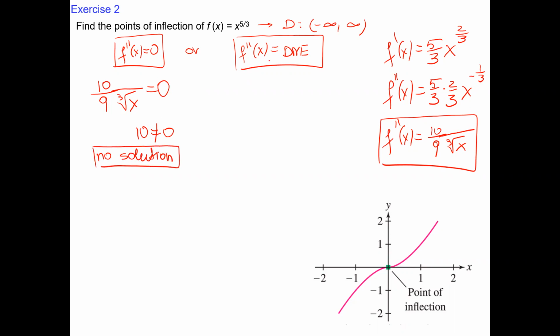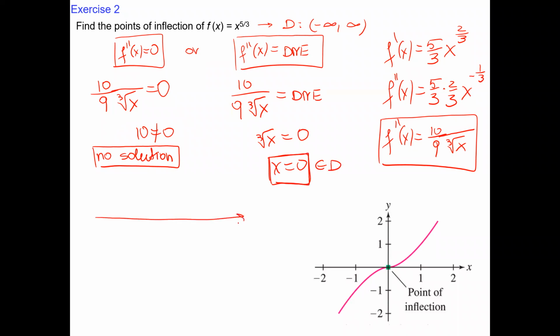Now, second derivative is undefined if this expression is undefined. Fraction is undefined if we try to divide by 0, if the denominator is 0. Denominator is 0 if x is 0. And 0 belongs to the domain. 0 is a potential candidate for the inflection point. But let's check the sign of the second derivative. Okay, 0 is the only point.